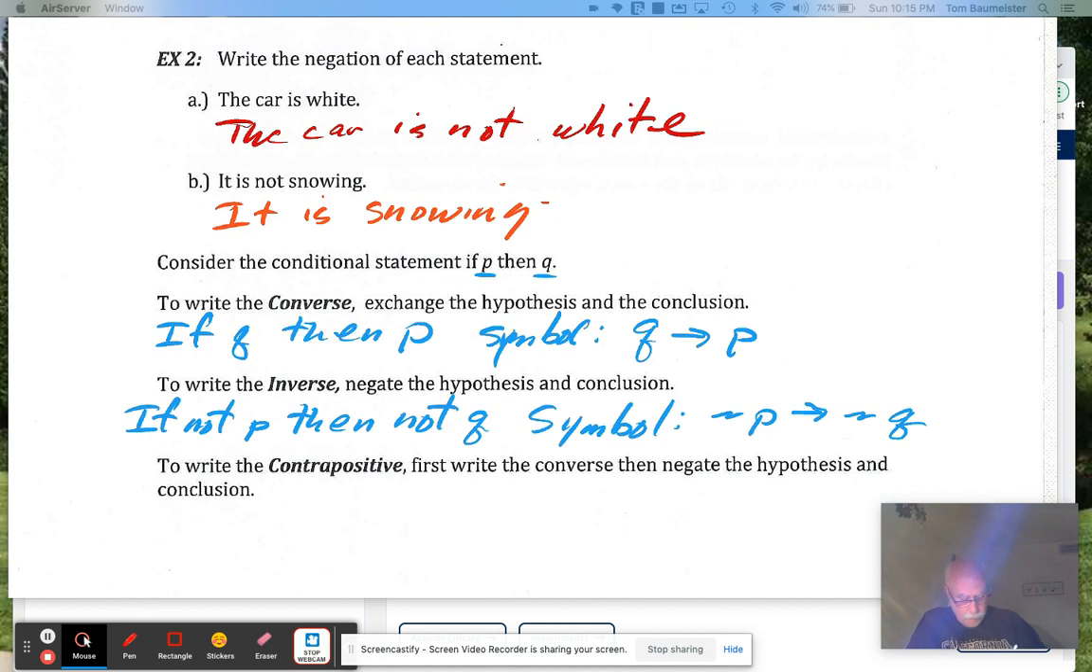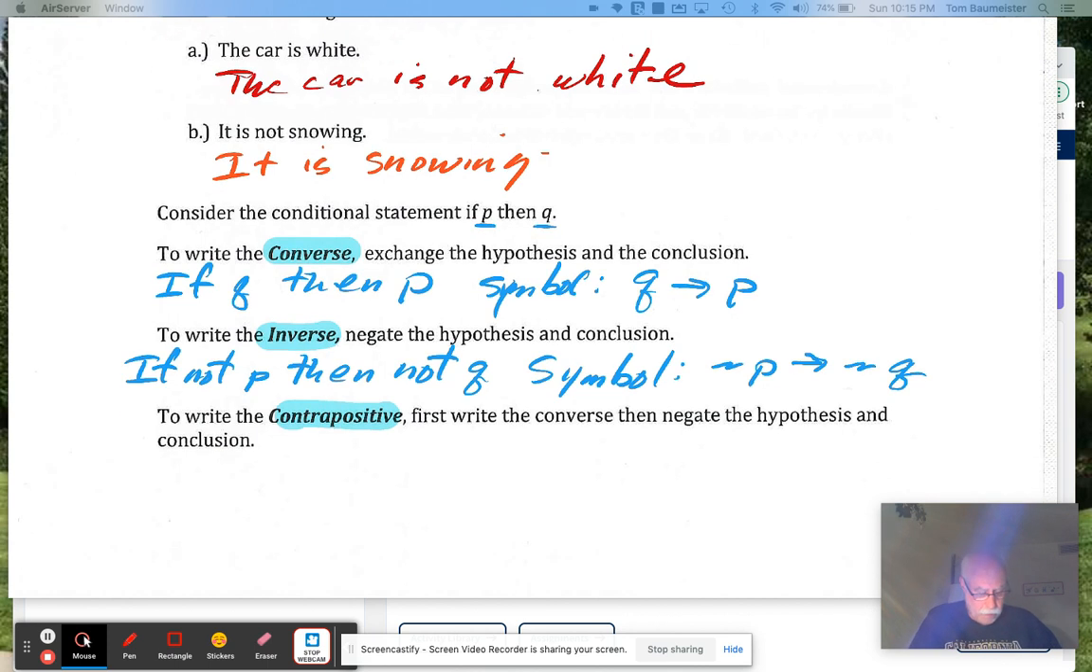And then finally, so look at these words we're looking at here. We have the converse, we have the inverse, and now we're going to look at the contrapositive. So we have three different new definitions here. So to write the contrapositive, first write the converse, then negate the hypothesis and the conclusion. So what it's saying here is we're just going to write the converse. So the converse says if Q then P, and we're going to put the word not before both of them. So if not Q, then not P.